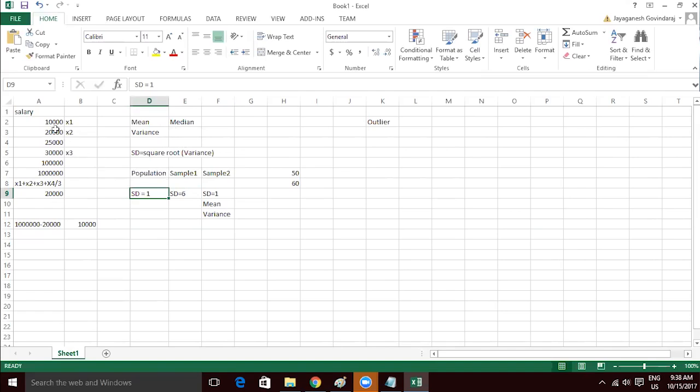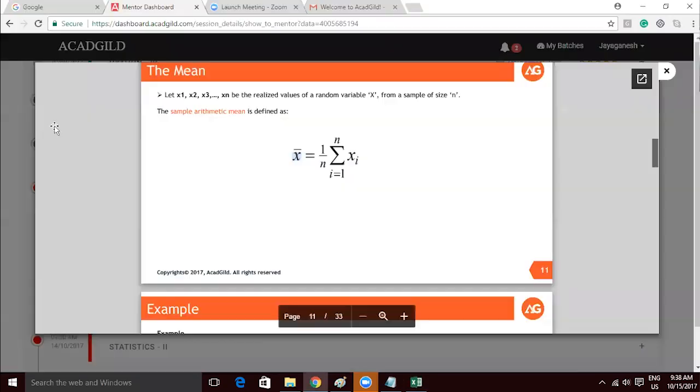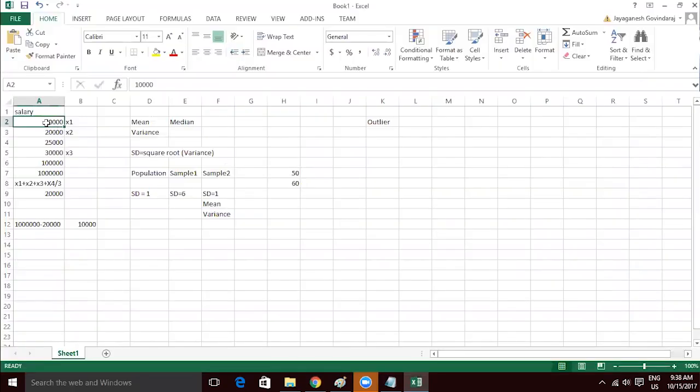So when you talk about variables, there are two kinds of variables. One is the categorical variable, and the other is the numeric variable. You understand what a numeric variable is. If something is with numbers, that's nothing but a numeric variable. So salary is a numeric variable because it's a number.